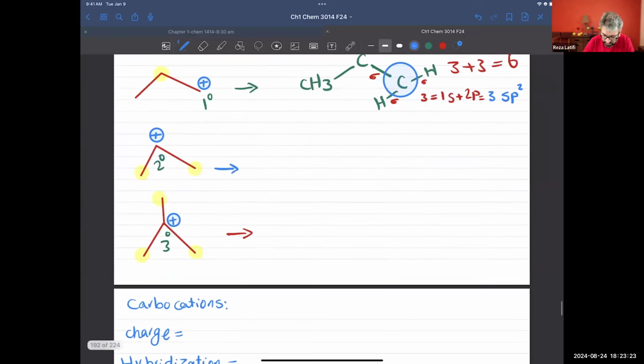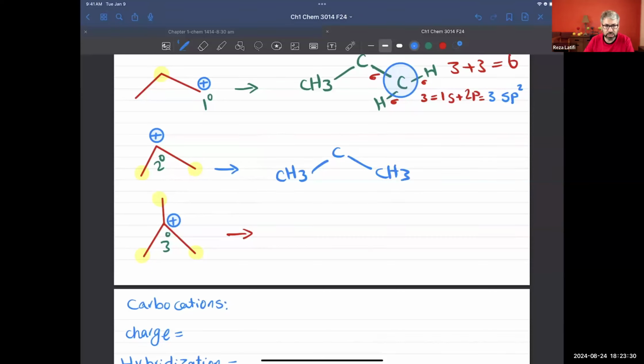Next one, we have a carbon with CH3 attached to it, and this one CH3. Again, we have a positive charge. Because we have a positive charge, we can add only 1 hydrogen. Again, 4 minus 3, you will get a +1 charge. And the hybridization, as usual, is sp2.